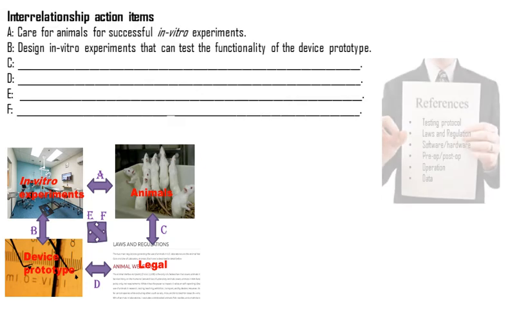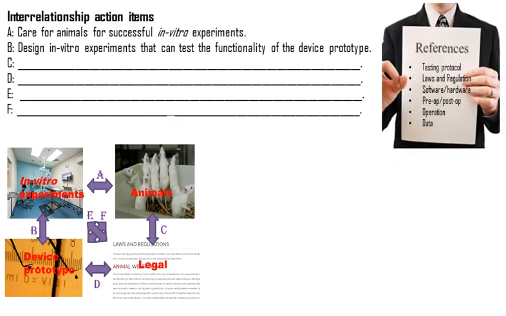With the same strategy, can you fill out one action item for C through F? I have included some reference factors to take into consideration.